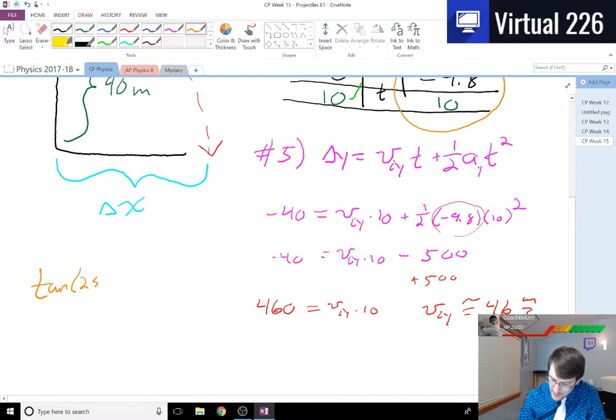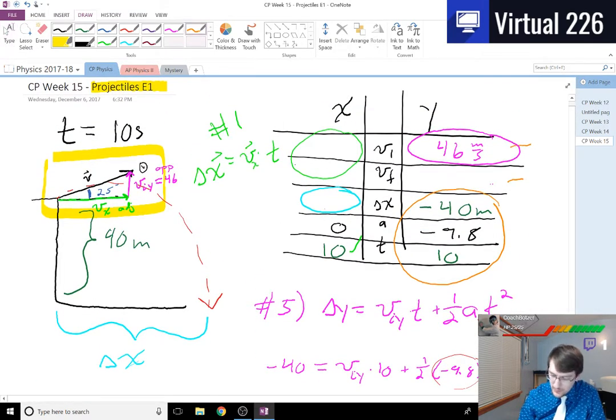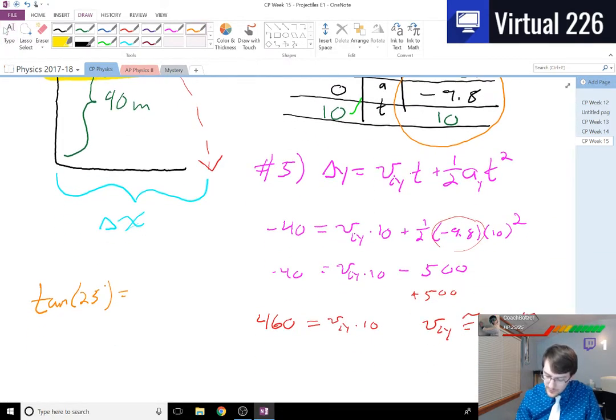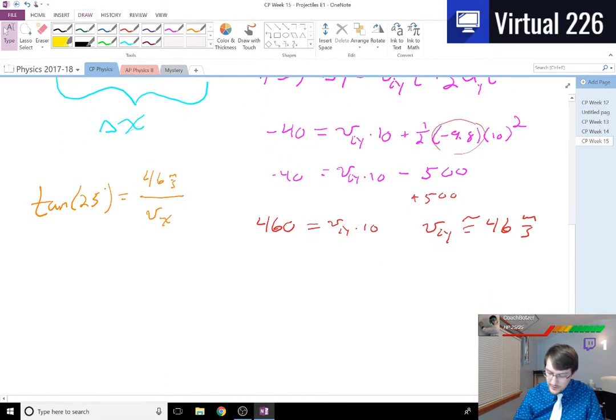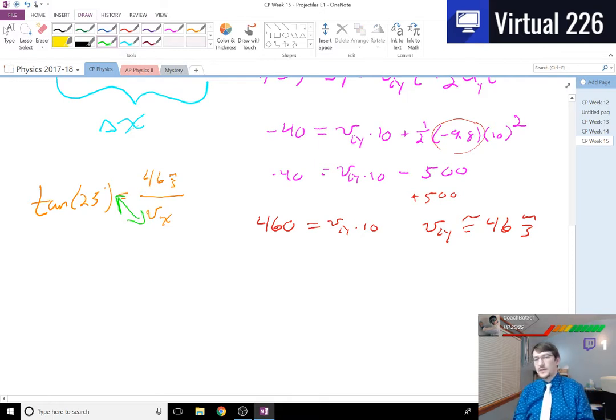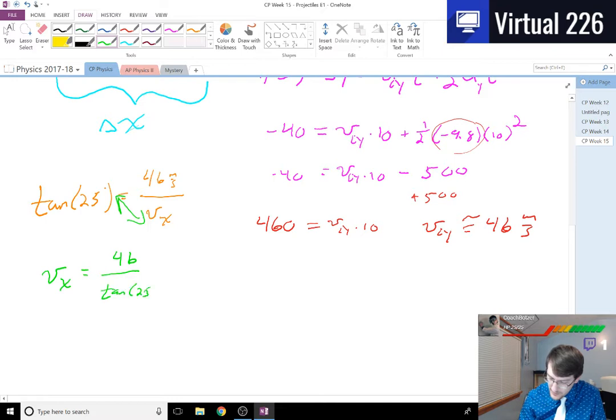the tangent of 25 degrees, because remember, it is the angle of which we're looking at, and since we have opposite and adjacent, that's TOA, that's tangent. The tangent of 25 degrees equals the opposite side, that was our 46 meters per second, divided by the adjacent side, that was our x velocity. If we want to solve this, we need to pull little swapsies here with these two. Technically we're multiplying each side by vx and dividing each side by the tangent of 25. If we do that, we get vx equals 46 divided by the tangent of 25 degrees.